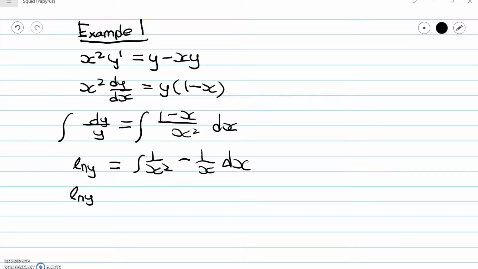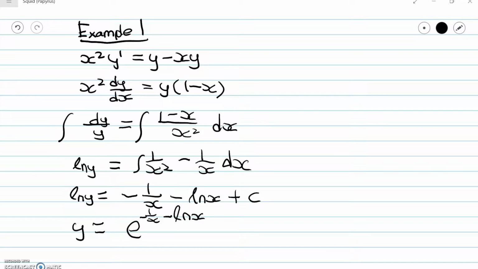By integrating this, you'll get ln y equals negative 1 over x minus ln x plus c. To get y, you simply move ln to the other side and you get e to the power of negative 1 over x minus ln x plus c.